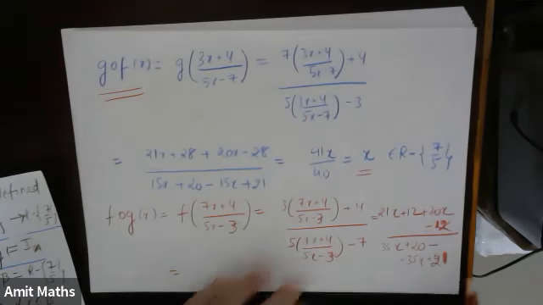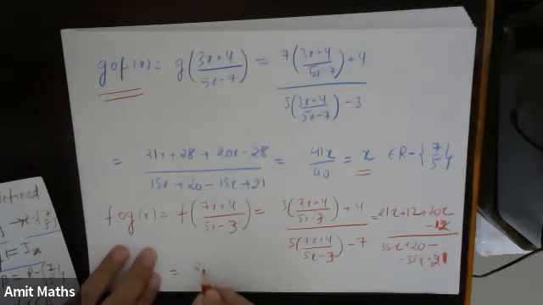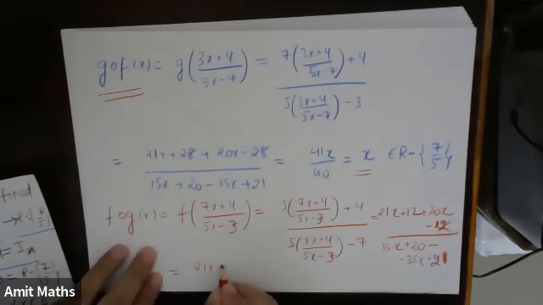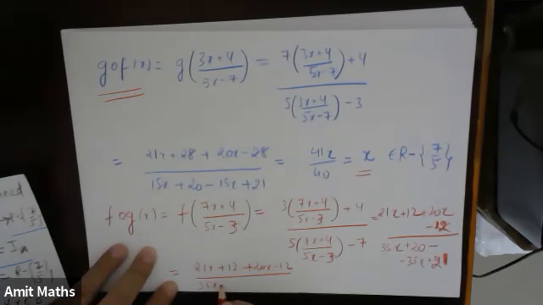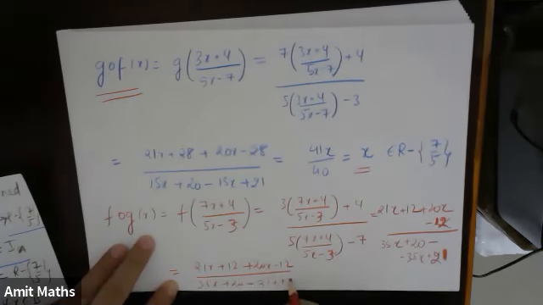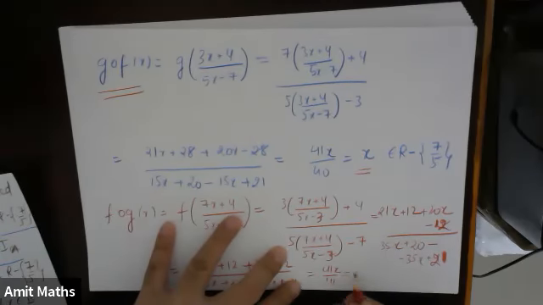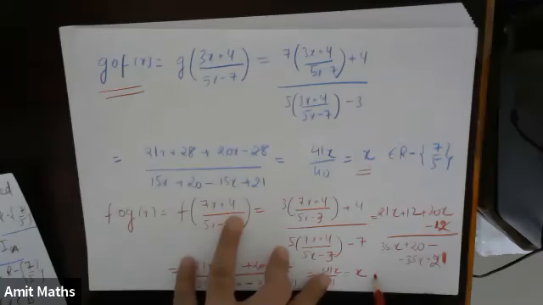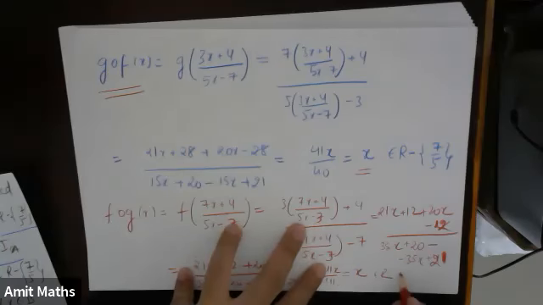So this gets cancelled and this will become 21x plus 12 plus 20x minus 12 upon 35x plus 20 minus 35x plus 20. So this will again become 41x upon 41, which is equals to x. Also, x belongs to real number except which value? Except minus 3 by 5.